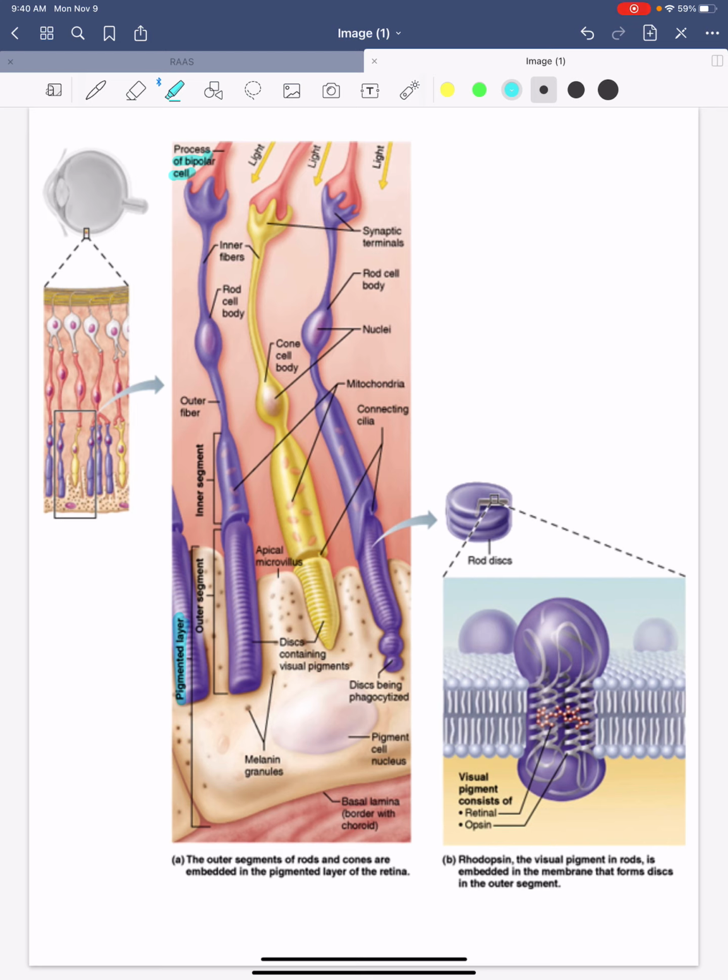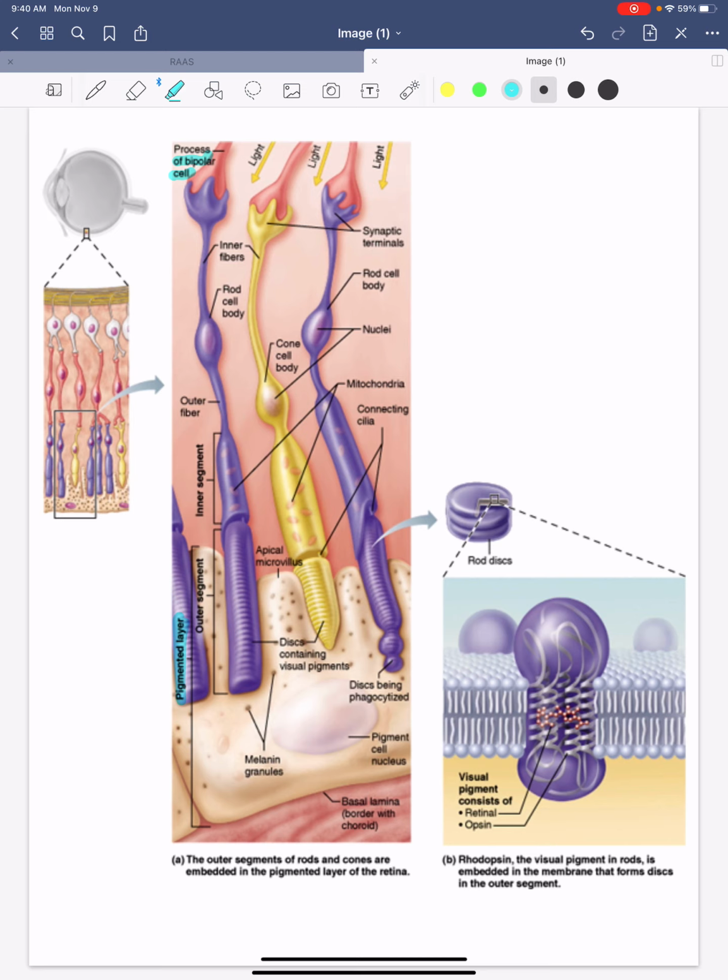Shown here are the bipolar cells. There's a third type of neurocell called the ganglion cells. Synapses are junctions between cells of the brain. So this is how neural impulses get transmitted or propagated, in this case from the eye to the brain.